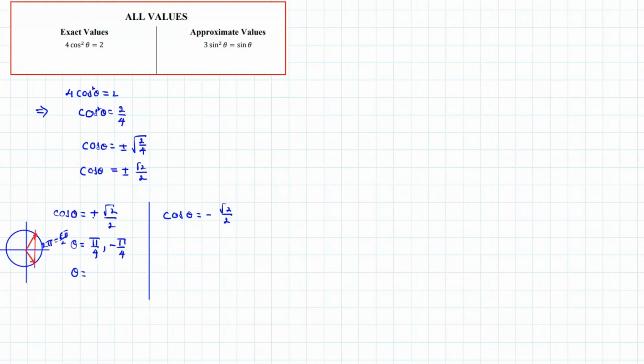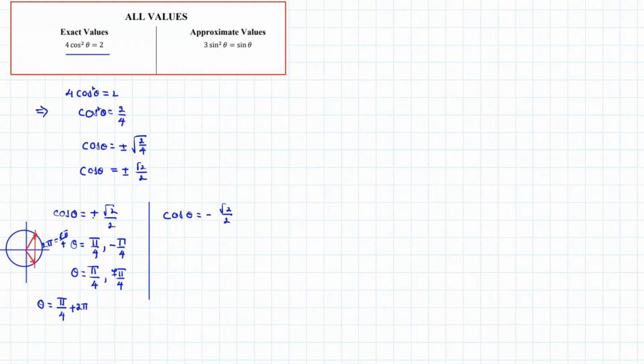Okay, but we have to find all the solutions, there is no specific domain given. So we have to add the period of the cos. The period of the cos is 2 pi, so that means at each cycle, we have pi over 4 plus 2 pi n, for any multiples n. Also we have 7 pi over 4 plus 2 pi n. So this is the general solution of this equation.